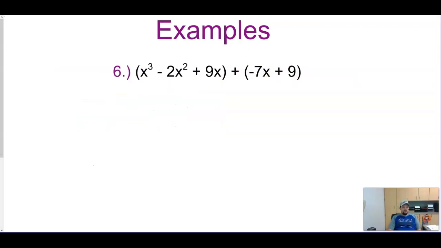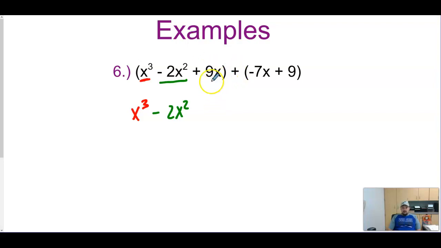Alright, let's try another one. Like I said, I like to start with the biggest exponent, which in this one I have an x cubed, an x squared, an x to the first power, an x to the first power, and a constant. So my biggest one is my x cubed. Okay, do I have any other x cubeds? I don't, so I'm just going to bring down the x cubed. Okay, after x cubed, do I have any x squareds? Right here, here's an x squared. I don't have any anywhere else. So I'm just going to bring down that minus 2x squared.